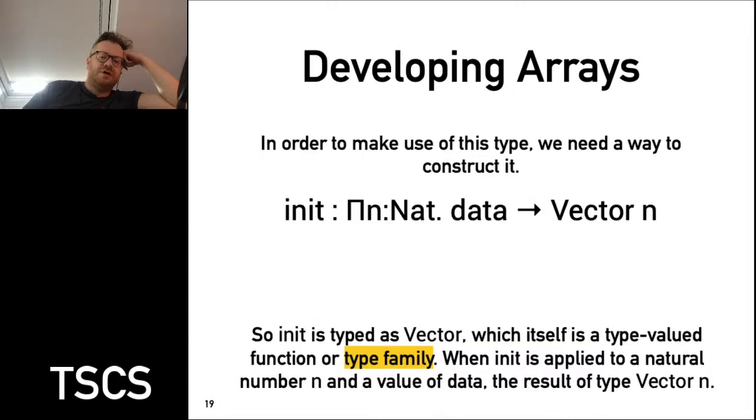So as you see, we have a function that takes a natural number, which we call init, that takes a natural number n and constructs a type, an array type from data to vector n. So it uses the parameter on the right side of the function type.